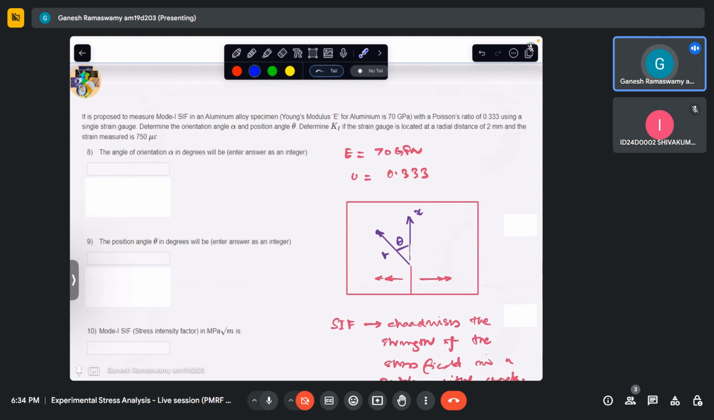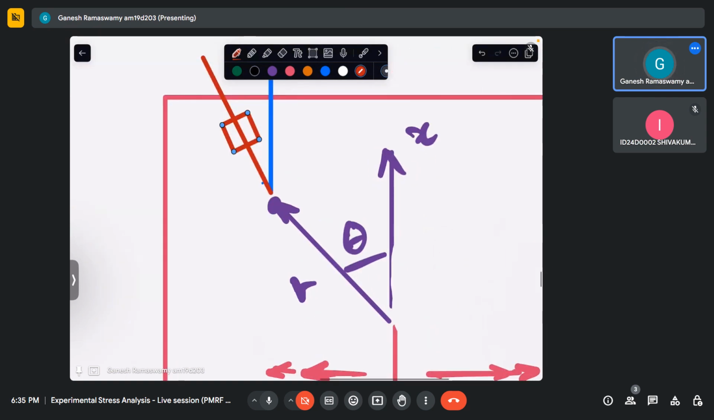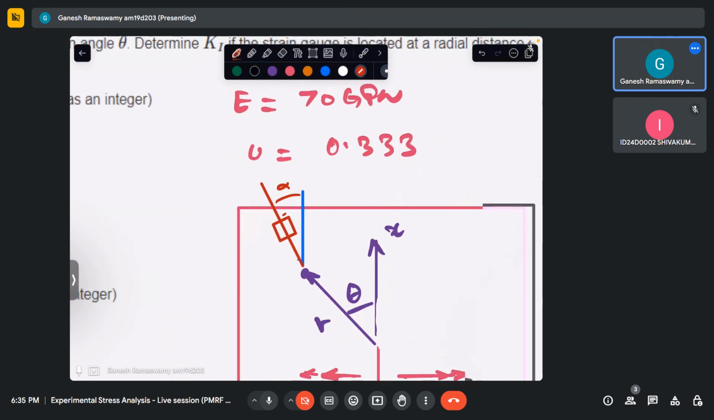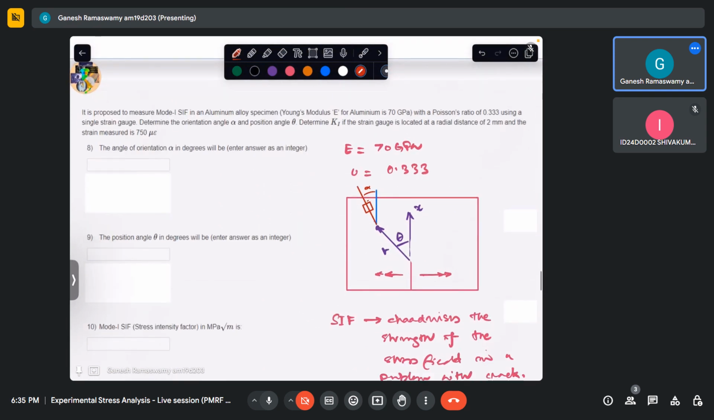Now at this point, that is at an angle of theta at a distance of r, if I were to take this as the axis, I place a strain gauge along this direction. So this is my strain gauge, let us say. The axis of the strain gauge is at an angle of alpha. So it says determine the orientation angle alpha and the position theta for making this measurement. Determine K1 of the stress gauge.